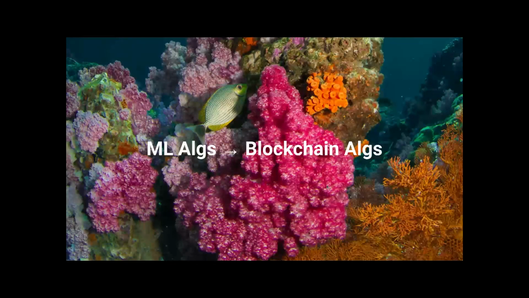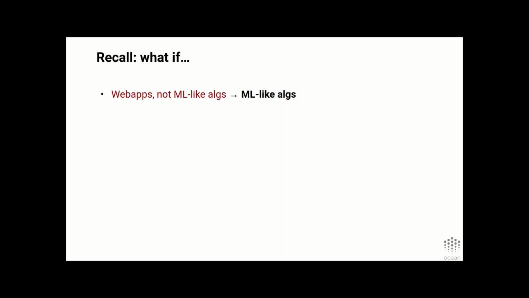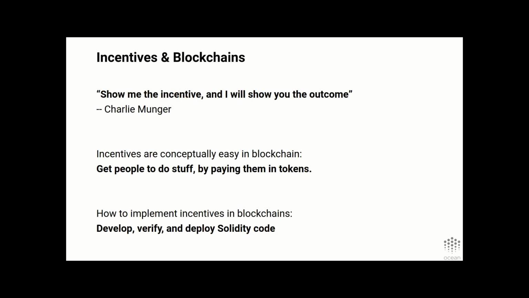Next, ML algorithms to blockchain algorithms. So this is the aim. In blockchain land, what gets most of the attention is web apps, right? And those aren't ML-like algorithms. But what if we are working on ML-like algorithms? What does that even mean?